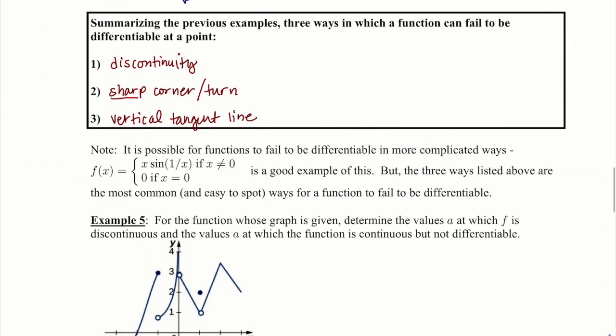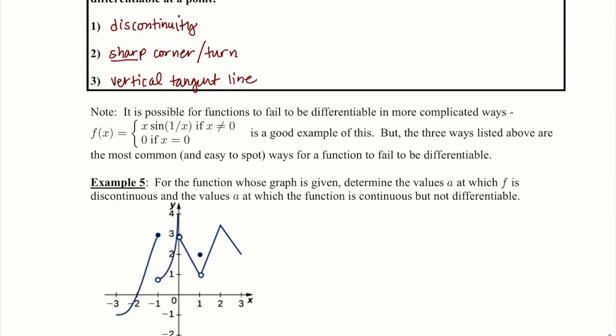So those are the things we want to watch for when we're looking for failure of differentiability. There are other more complicated ways a function can fail to be differentiable, but we won't run into these very often. One of them is incredibly fast oscillation, like you would see with the function x sine of 1 over x for x not equal to 0, and 0 if x equals 0. Let's just look at that graph really quickly.